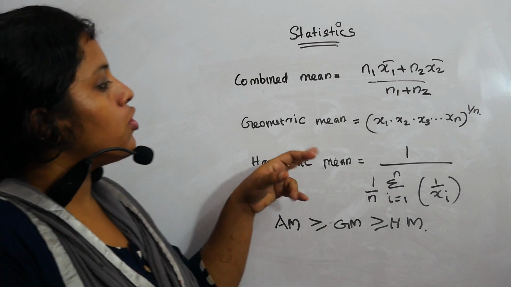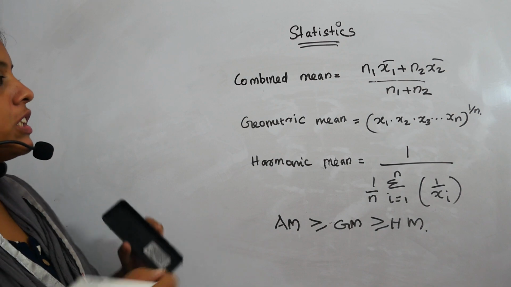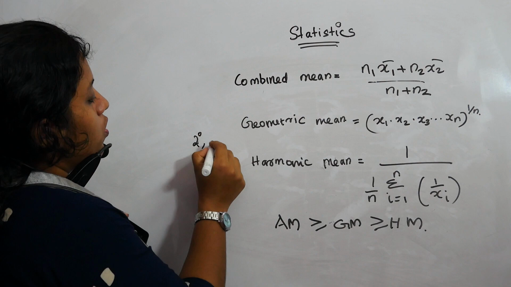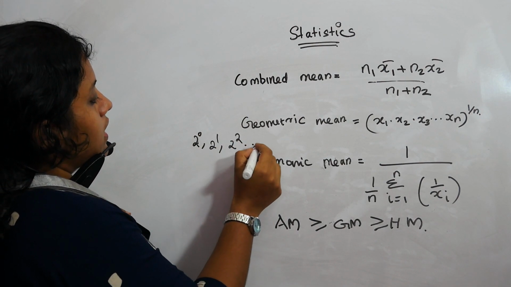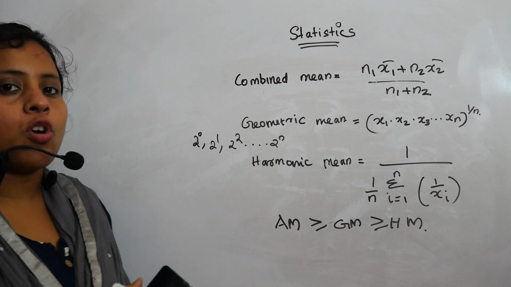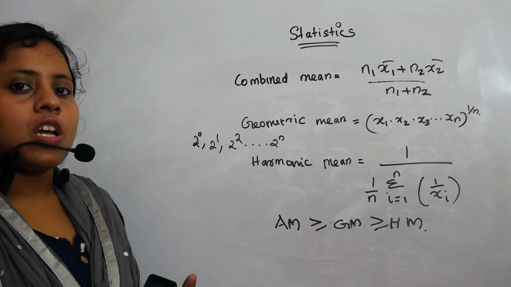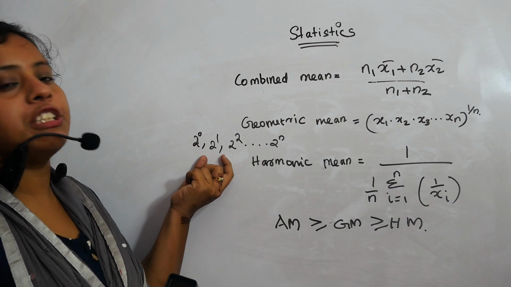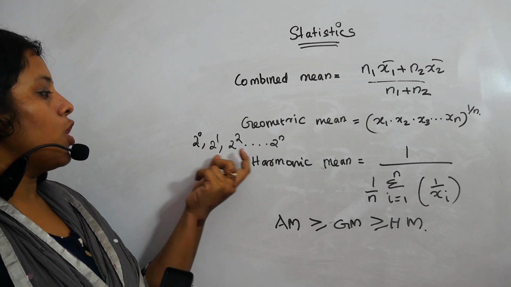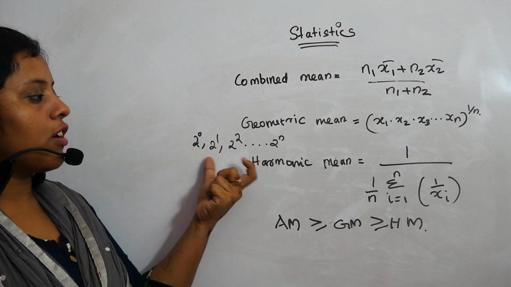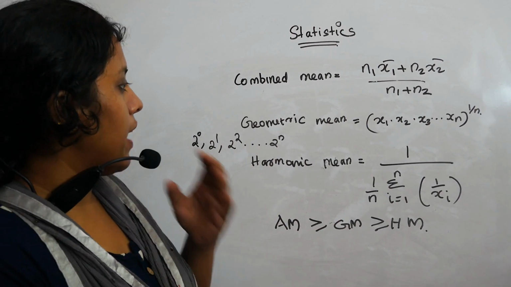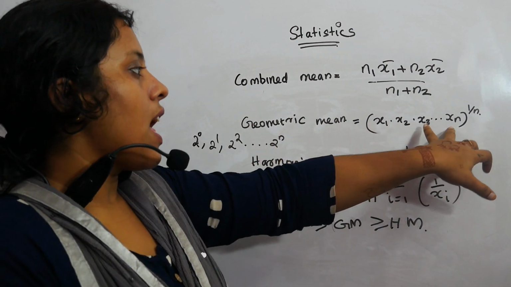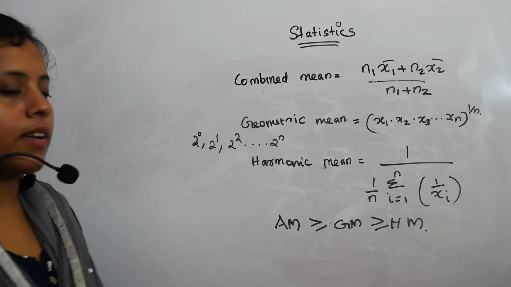Next, suppose we have a geometric progression, like 2 raised to 0, 2 raised to 1, 2 raised to 2, and so on up to 2 raised to n. This is an example of a geometric progression. What do you mean by geometric progression? It means the terms have a common ratio: 2 raised to 1 by 2 raised to 0, 2 raised to 2 by 2 raised to 1. In that case, how can you find the geometric mean? You multiply everything and raise it to 1 by n. That will give the geometric mean.